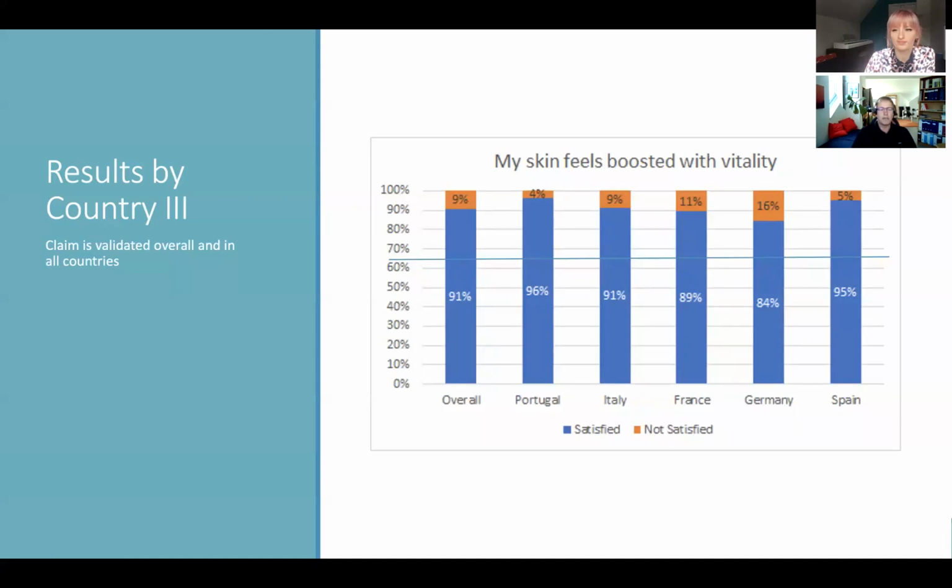So we can clearly say the claim is not only validated overall, but even if the local authorities in one country want to look at the country data, we can reasonably say that participants in our country have validated the claim and agree to the statements. So very, very solid results.